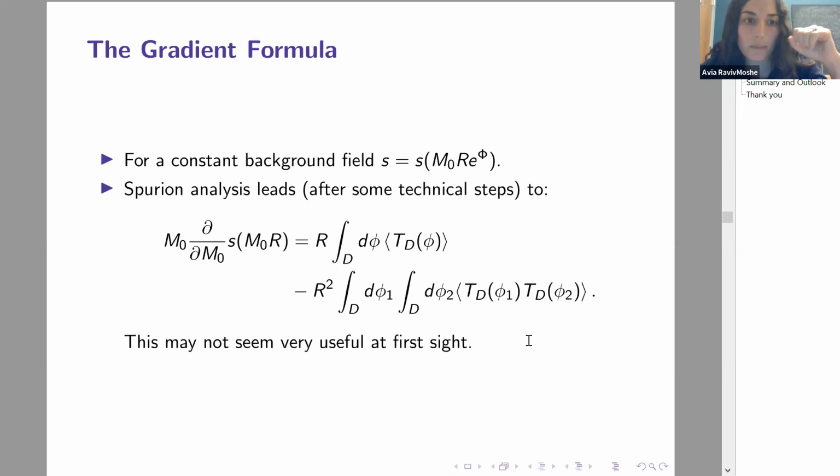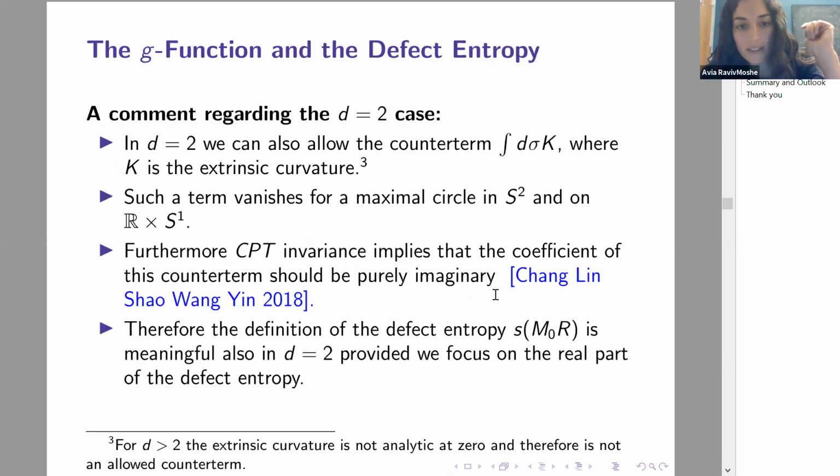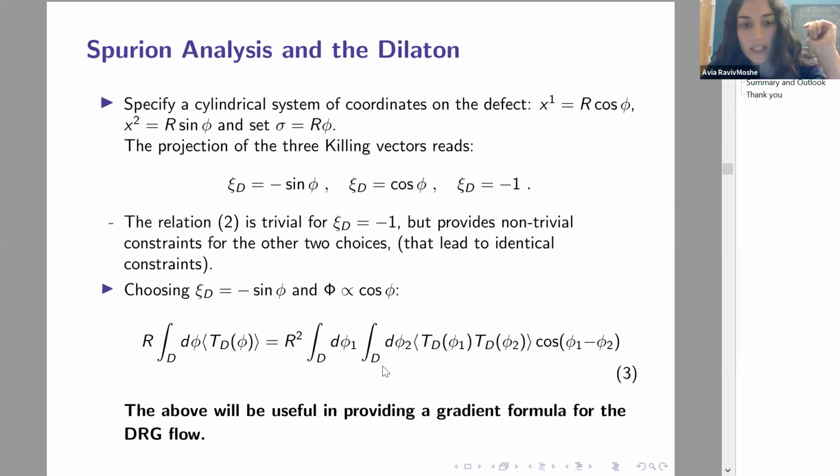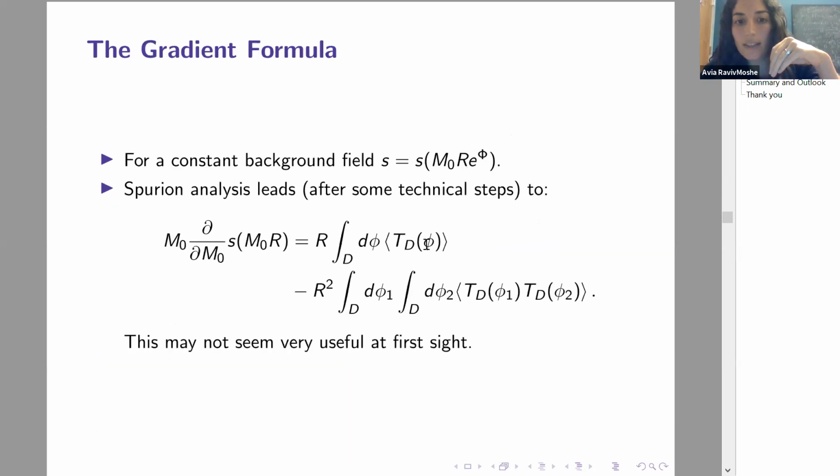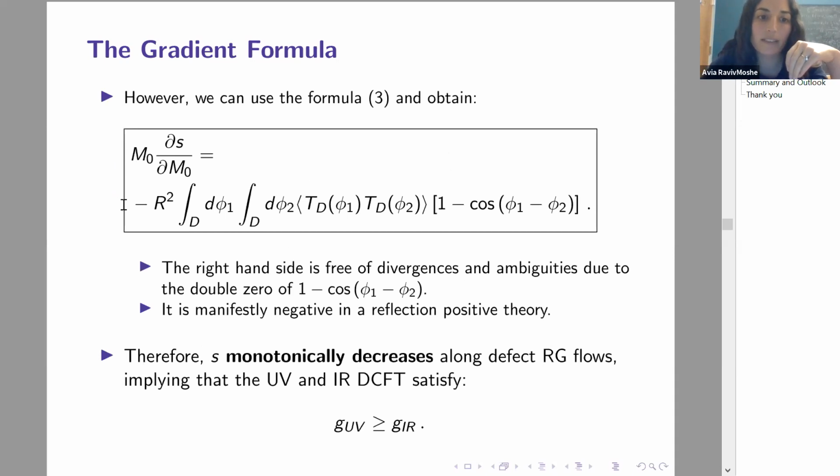Now, we need just one more technical step to derive this. For a constant background field, S depends on M0 R to the power pi. Then we can use Fourier analysis to basically relate the gradient of the defect entropy to an integral over the 1-point function of the stress tensor and an integral over a 2-point function. This identity may not seem very useful at first sight because it is not sign definite, nor is it free of divergences. But we can use the identity from before, the one that I said would be useful, to replace the integral over the 1-point function with this expression in the identity here. And if we do that, then we get this identity.